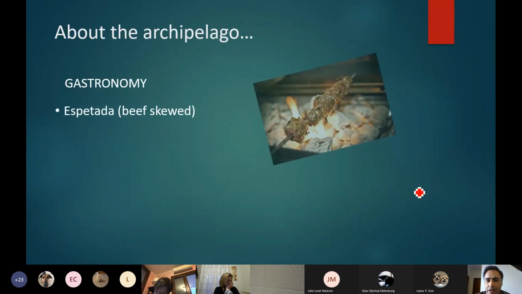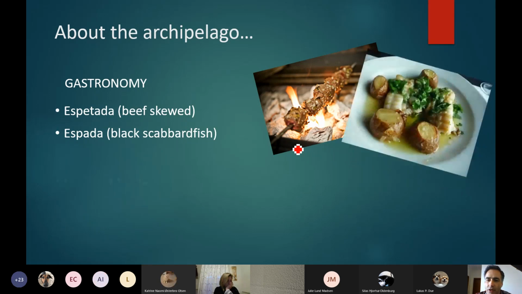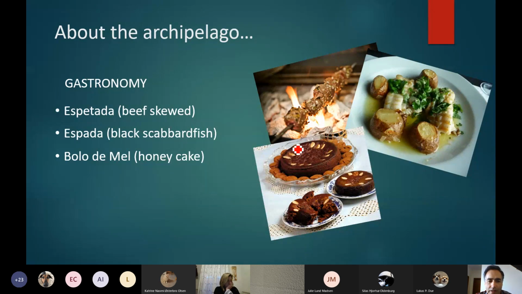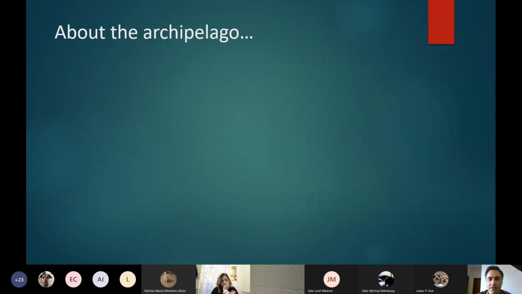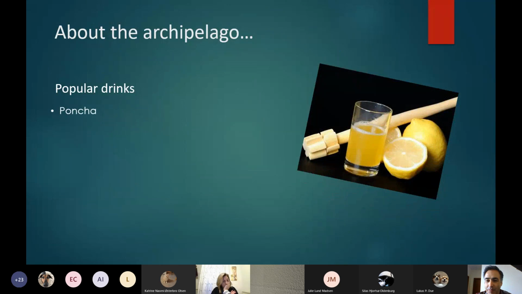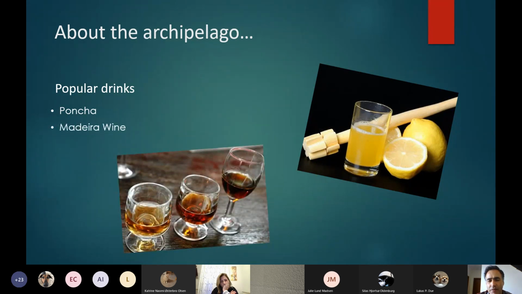And in gastronomy, we have some local food like beef steak and black scabbard fish. It's a very common meal here in Madeira, along with honey cake. And another is a bread called bolo do caco. It's very, very nice. Popular drinks here are poncha. It's very strong. It seems like orange juice, but it isn't. And Madeira wine is more or less like port wine. I don't know if you all know it.